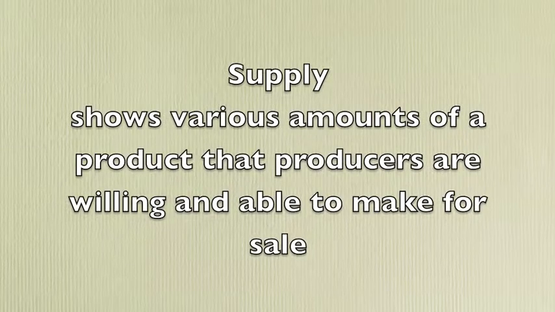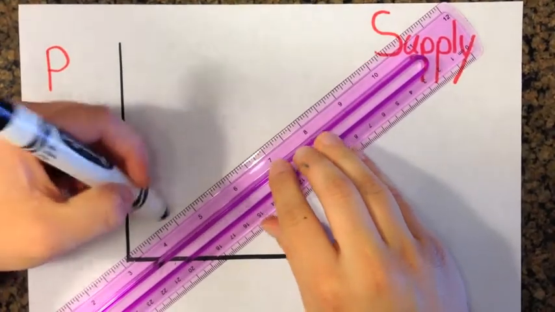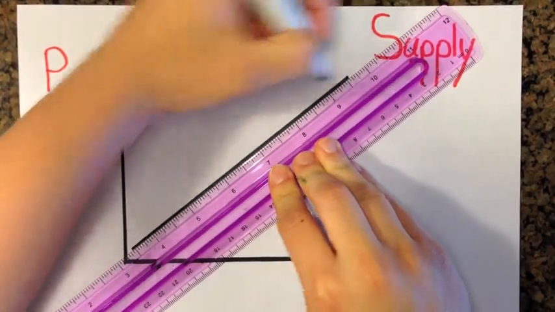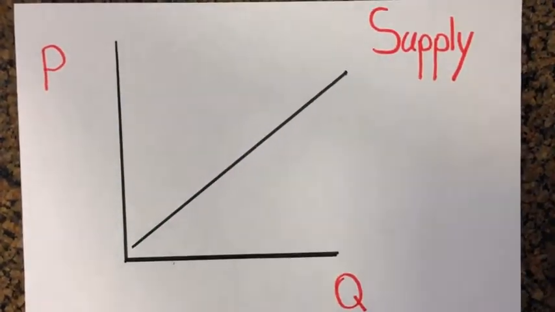Now let's take a look at supply. Supply shows the various amounts of a product that producers are willing and able to make for sale. Once again, price is located on the y-axis and quantity on the x. Supply is upward sloping. So what exactly makes the supply curve shift left or right?